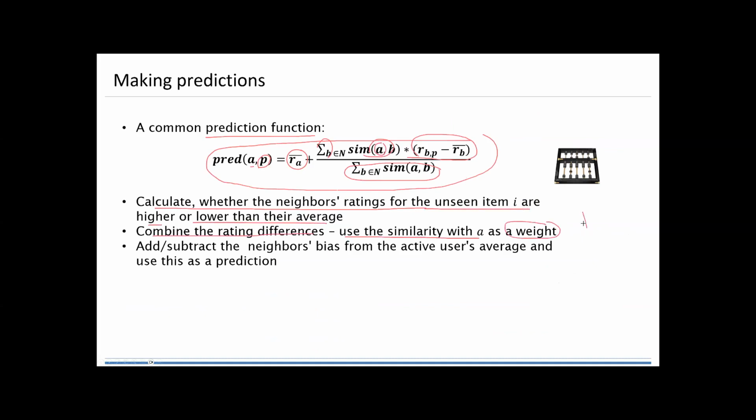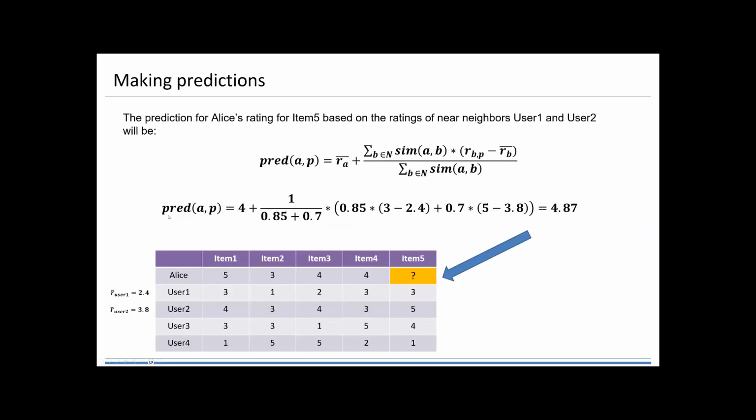If it is nearby 1, of course, it is very high. But if it is 0.8, then the rating will be lower. If it is 0.6, of course, it gives you a lower one. So add or subtract the neighbor's bias from the active user's average and use this as a prediction. The example would be something like this one.